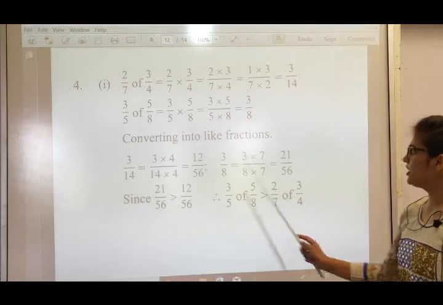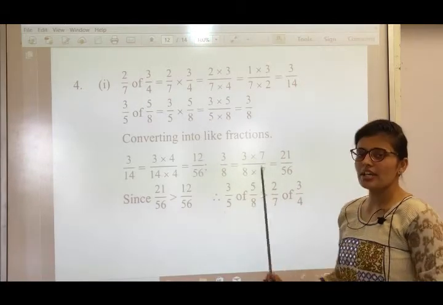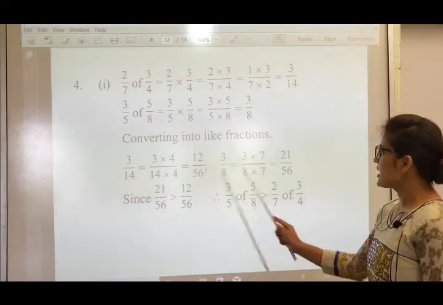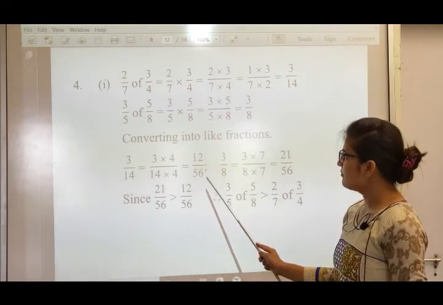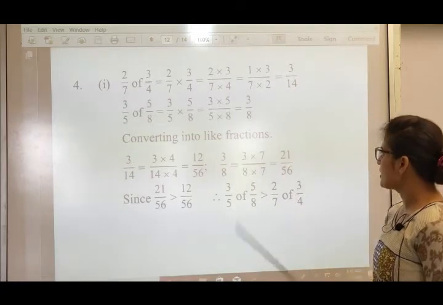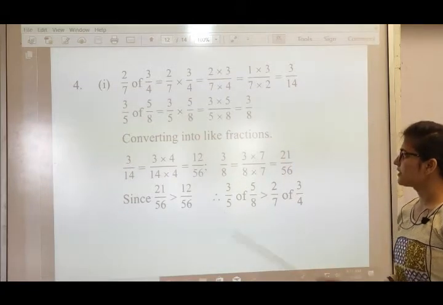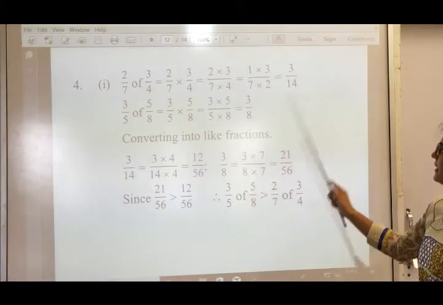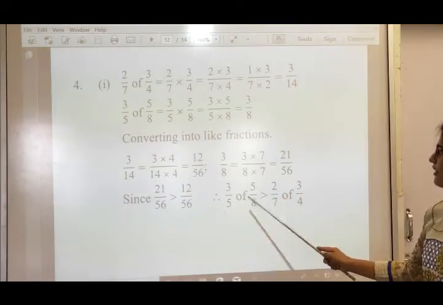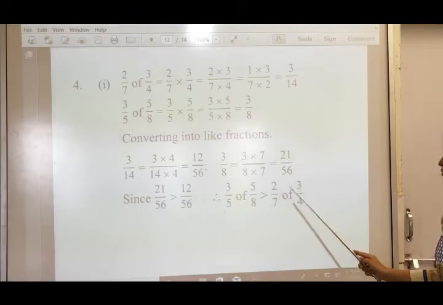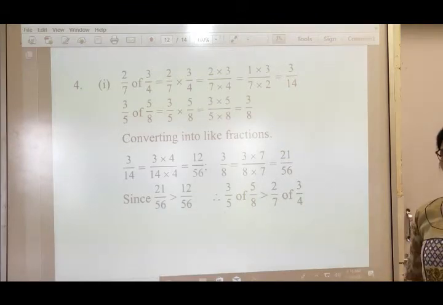Now you can see both the denominators are the same. So now we can compare them. Which is greater, 12 or 21? 21 is greater. So 21 by 56 is equal to 3 by 8. So what is 3 by 8? 3 by 8 is 3 by 5 of 5 by 8. So 3 by 5 of 5 by 8 is greater than 2 by 7 of 3 by 4.